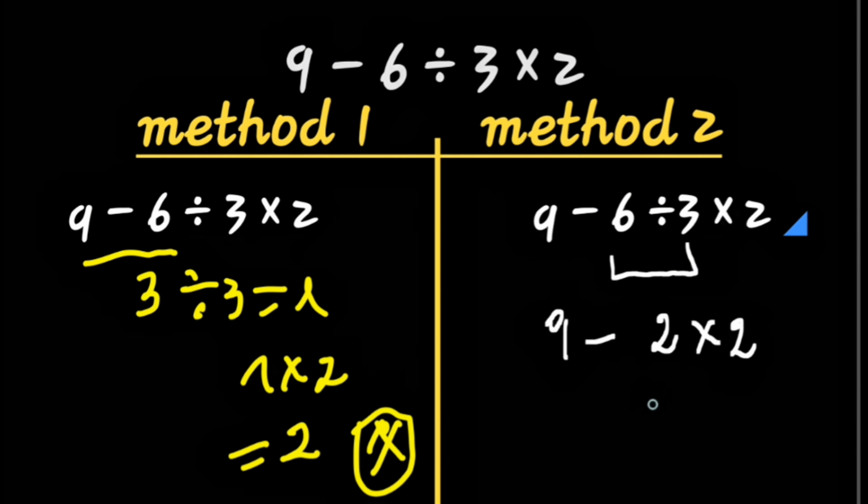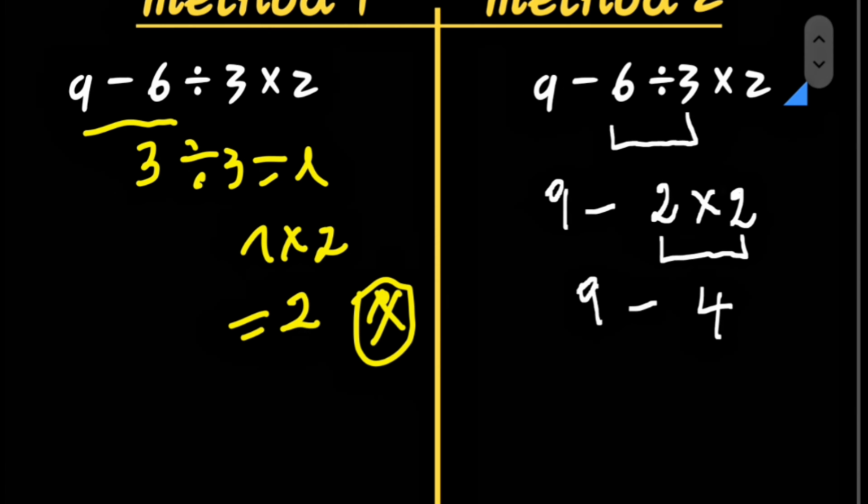Step 2. Now we continue from left to right. The next operation is multiplication. 2 times 2 equals 4. Our problem is now simply 9 minus 4. Step 3. Finally, we do the subtraction. 9 minus 4 equals 5. So, the correct answer is not 2, but 5.